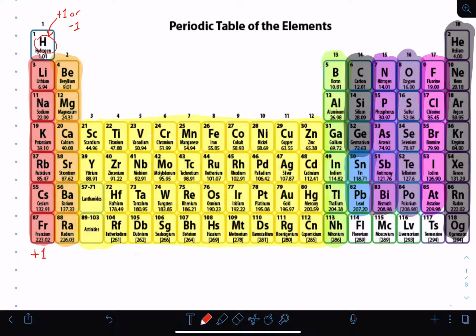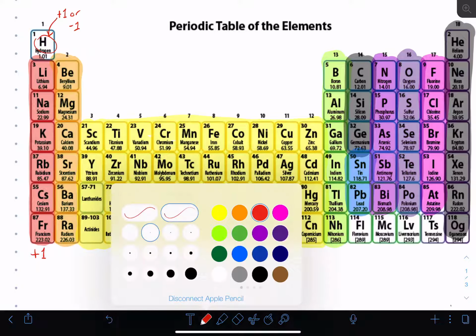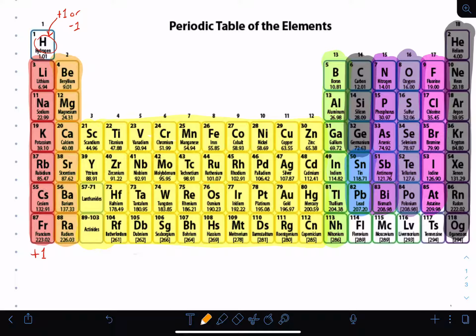It has completely empty shells. If it forms a -1 ion, now it goes from having 1 electron in its valence shell to having 2 electrons, which for hydrogen is going to be the same as helium. So that one's a bit of an exception. The negative charge is still pretty rare. It still prefers +1 most of the time, but it does also form -1 fairly regularly.